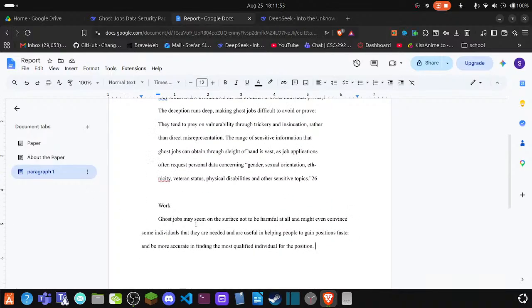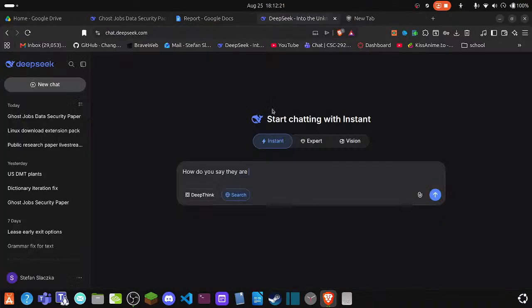Okay, let me read it one more time. Ghost jobs may seem on the surface not to be harmful at all and might even convince some individuals that they are needed and are useful in helping people to gain positions faster and to be more accurate in finding the most qualified individuals for the position. It just feels very long to read. Yeah, that's fine.